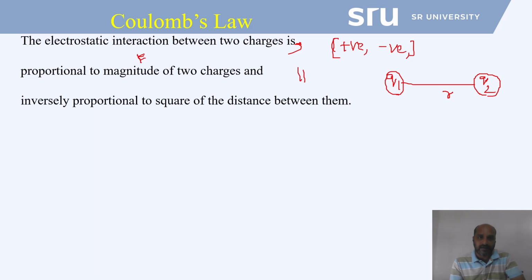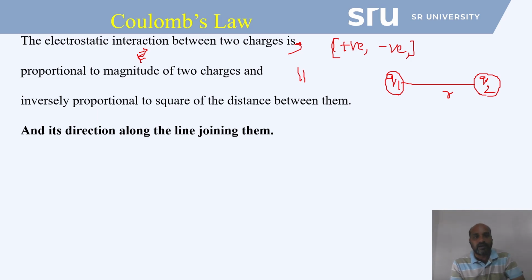Since the force is a vector, we can define its direction also. Its direction will be along the line joining them. I mean, this is the line joining the two charges, so along the line joining them will be the direction. Either it may be Q1 to Q2 or Q2 to Q1. That depends on for which charge we are calculating that force, and we'll represent that mathematically.